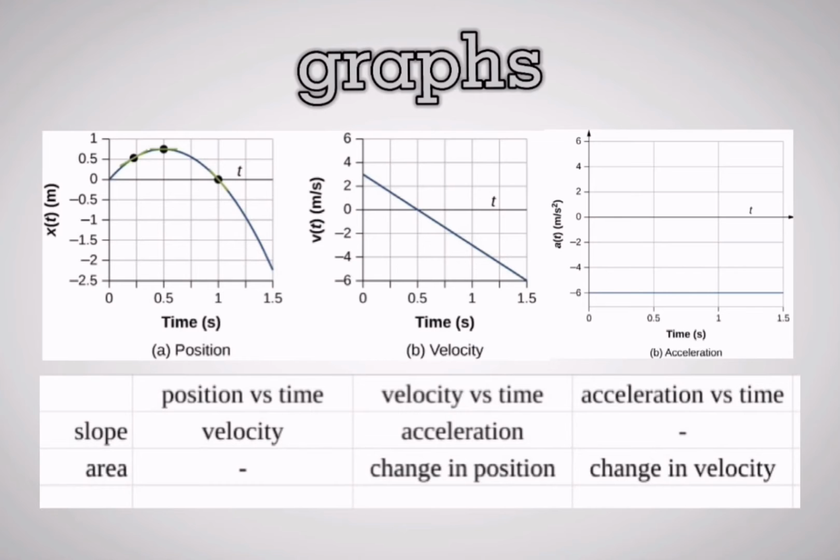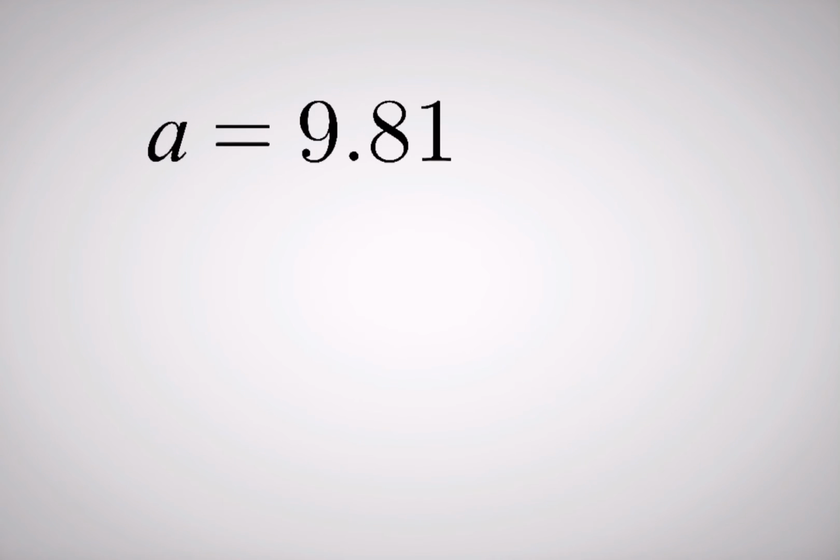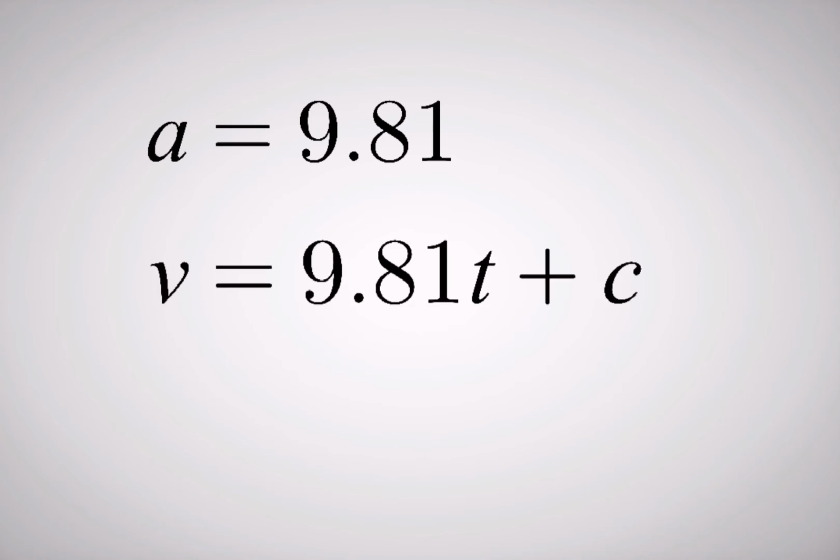However, to integrate the function, you can basically just do reverse power rule and add a plus c. So starting with our function for acceleration, we have a equals 9.81. The antiderivative, or velocity equation, would be equal to 9.81t plus c. To solve for c, we then solve the equation at a point. For example, at time equals 0, the velocity also equals 0. Therefore, c equals 0 and can be ignored.